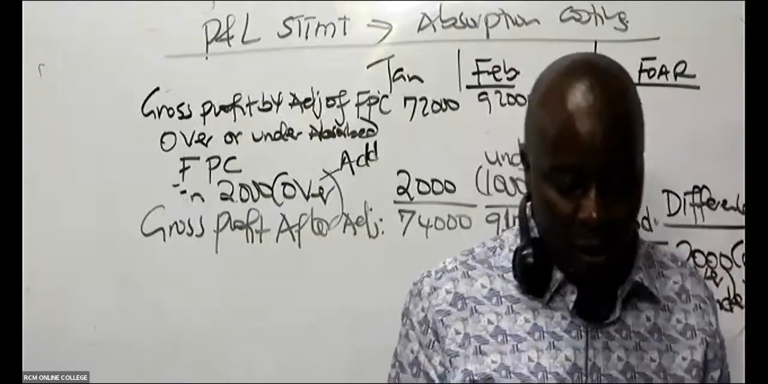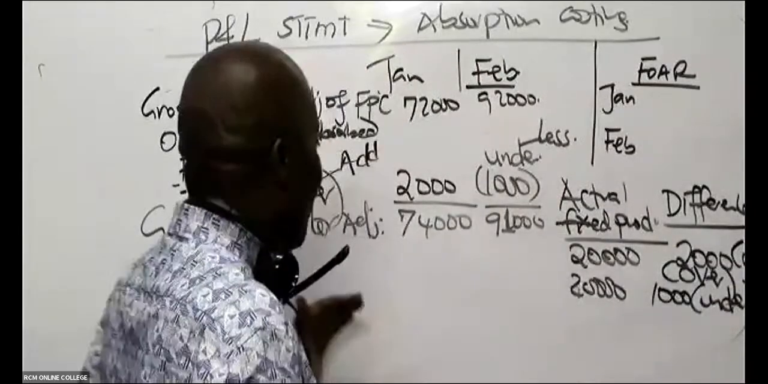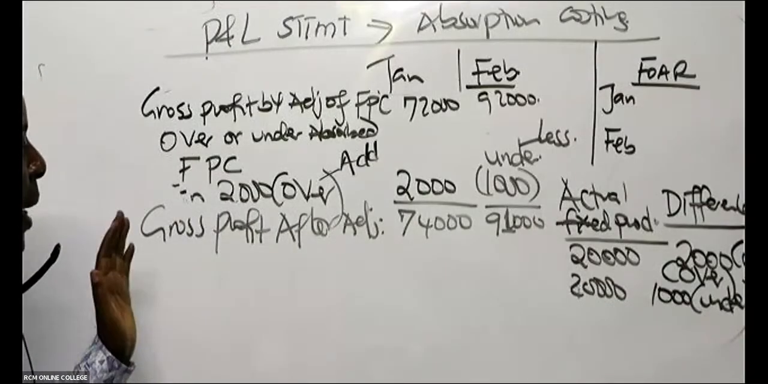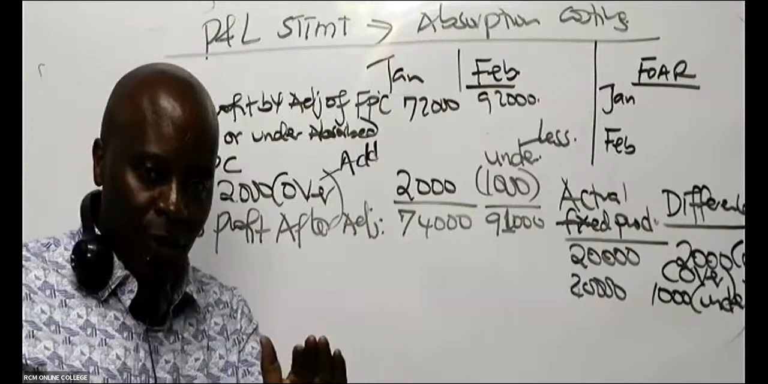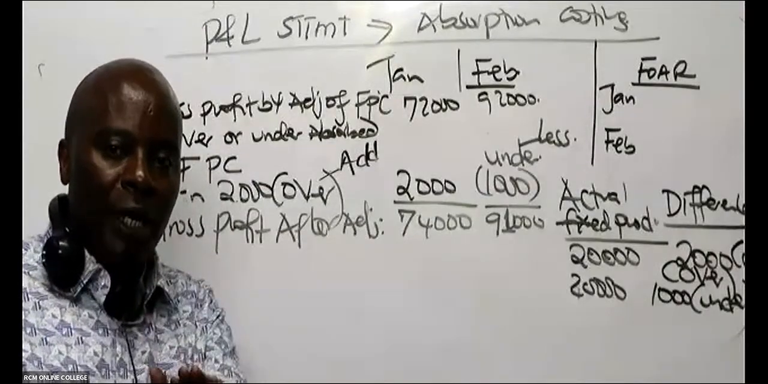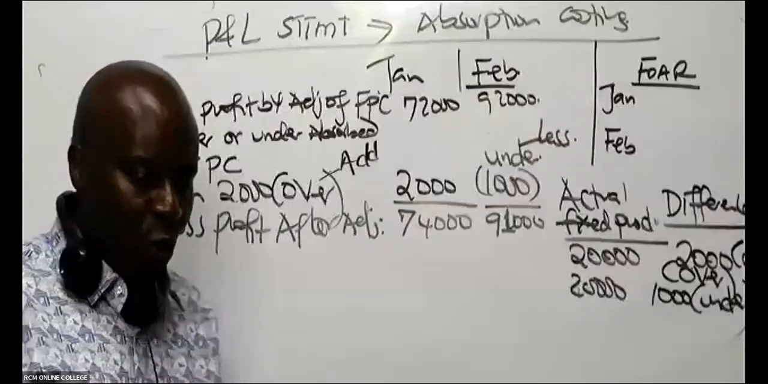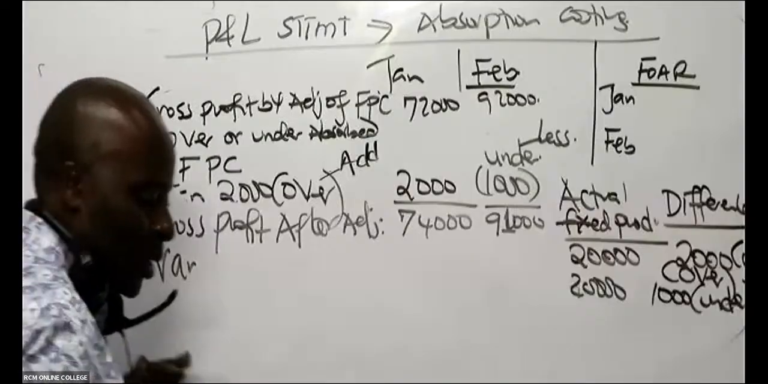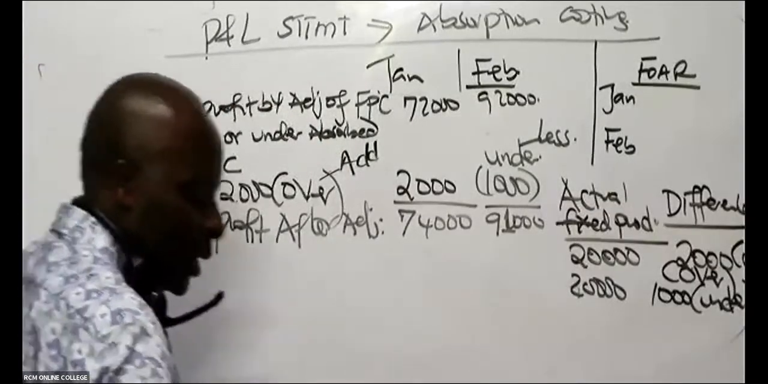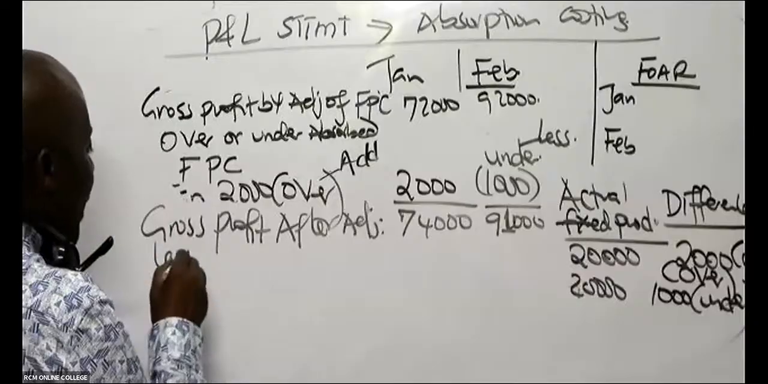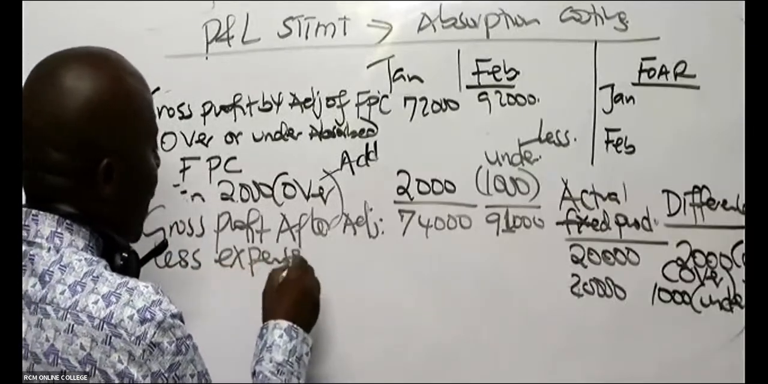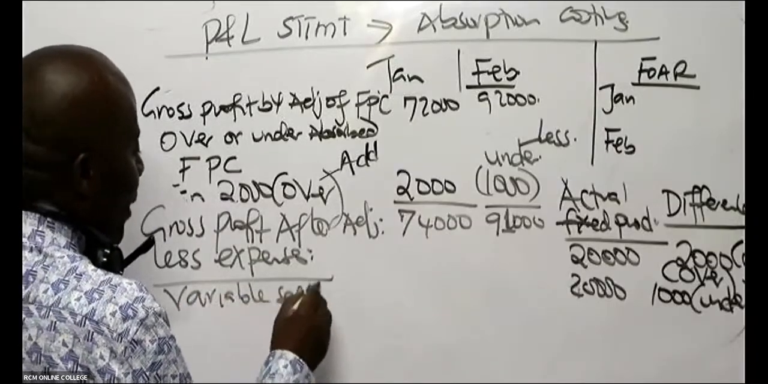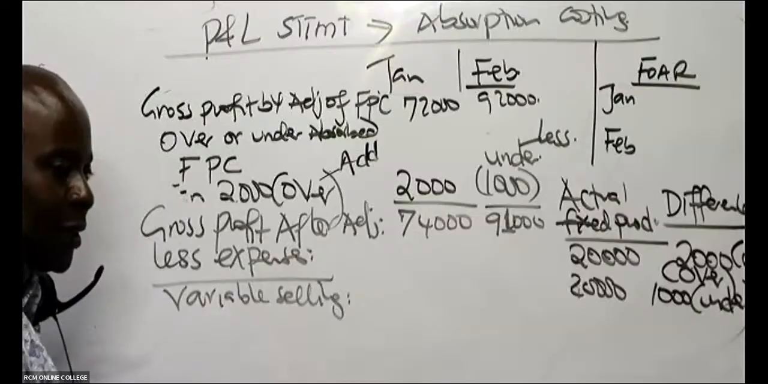Subtract. Now, ladies and gentlemen, after that, we shall be able to consider the other expenses. Now, remember, this is post-production. So post-production, now we bring on board the selling expenses. And there are two. We have variable selling. So you say less expenses. Now, this is post-production. So less expenses. So we have here variable selling and a fixed selling.